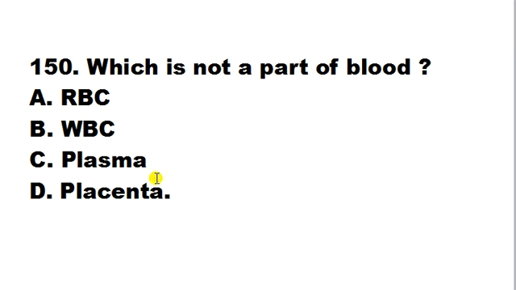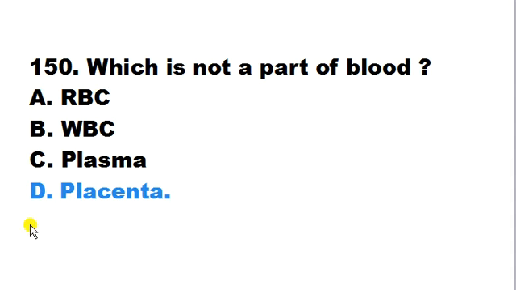Placenta is not a part of blood, while RBC, red blood corpuscles, white blood corpuscles, and plasma are parts of blood. And what is placenta here? Placenta is an organ that is derived from the uterus during pregnancy, and it provides oxygen and nutrients to the fetus or embryo. The baby that is in the uterus, it provides nutrition and oxygen. So this is a temporary structure that originates from the uterus.